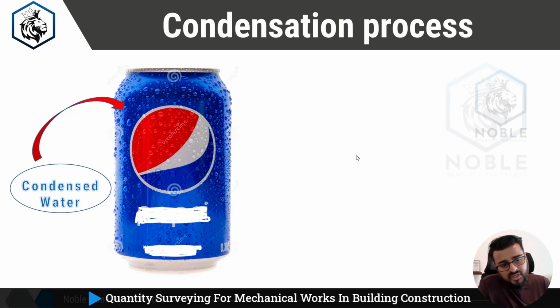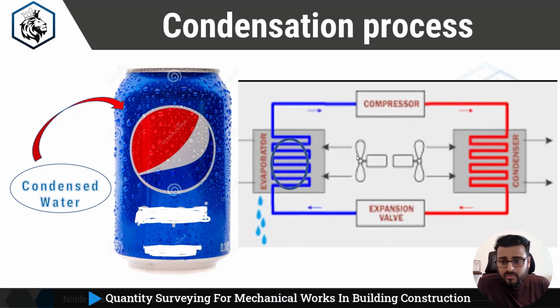So this water is not coming from inside the can, it is coming from the outside air. The outside humid air will be condensed over this can. Okay, the same process is happening in an air conditioning system as well. When humid air comes in contact with the chilled water coil, the moisture in the air will be condensed and becomes water droplets, and these water droplets will be drained out from the building. Okay.